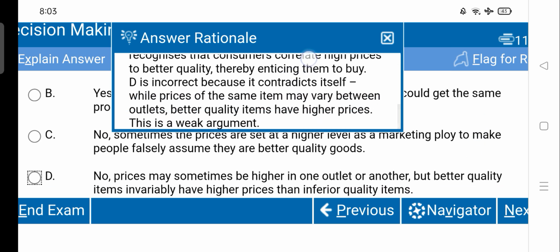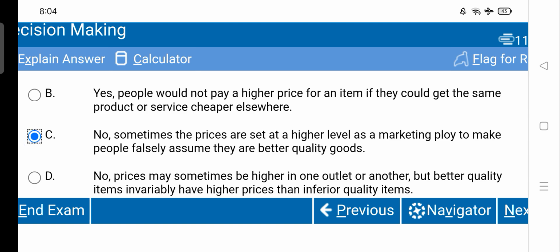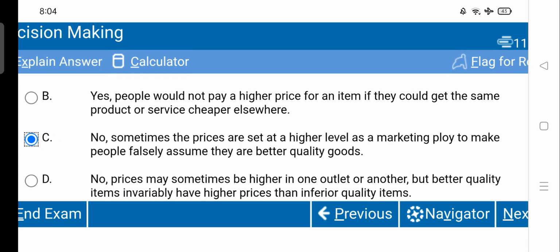Now, D is incorrect because it contradicts itself. While prices of the same item may vary between outlets, better quality items have higher prices. This is a weak argument. So that's why we have the option C as the correct option, which says no, sometimes the prices are set at a higher level as a marketing ploy to make people falsely assume they are better quality goods.